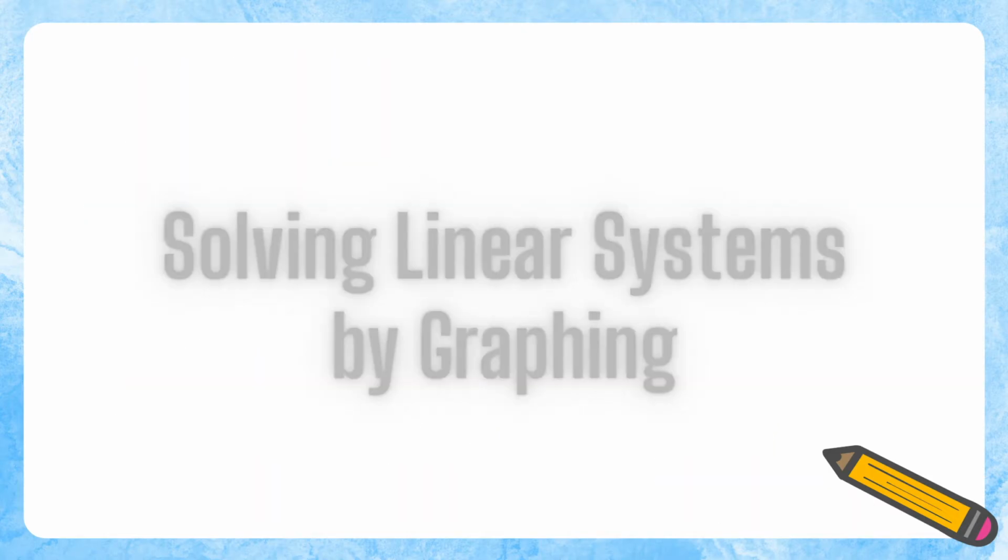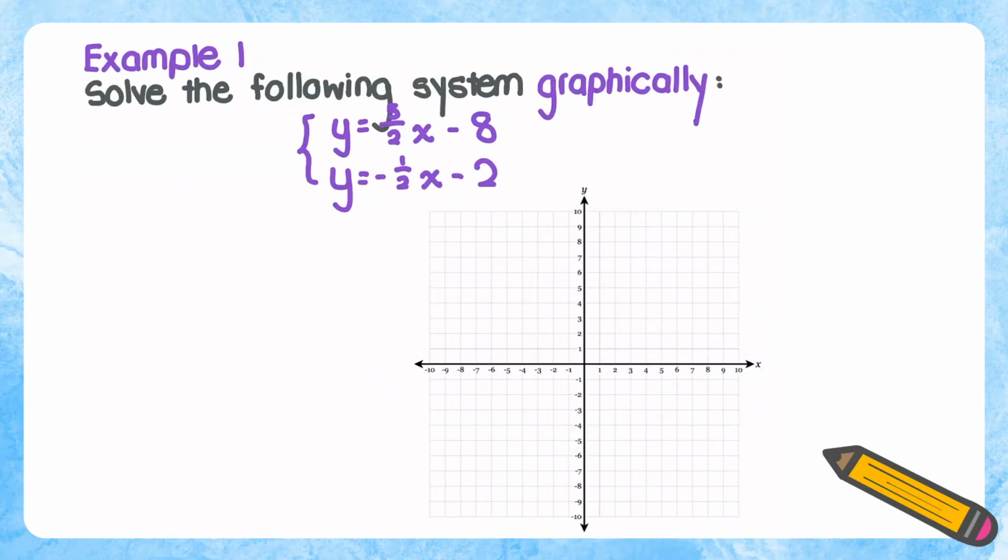So today, we'll be solving linear systems by graphing. Here is our first example. Solve the following system graphically. So we have two equations. The first one is y equals 5/2 x minus 8. And the second equation is y equals negative 1/2 x minus 2. So we're going to be taking a look at both equations, finding the slopes, the y-intercepts, and then graphing those lines on the coordinate plane.